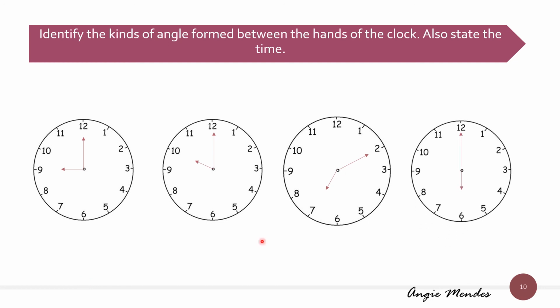And this one, what's the time? It is 6 o'clock. And here, what kind of angle is formed? It is a straight angle. It is 180 degrees.